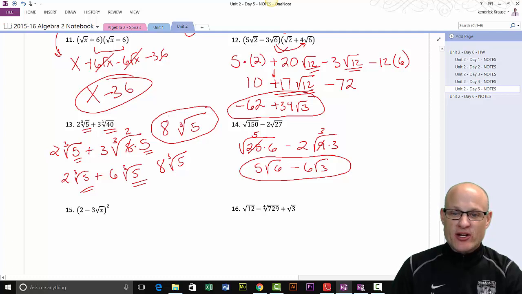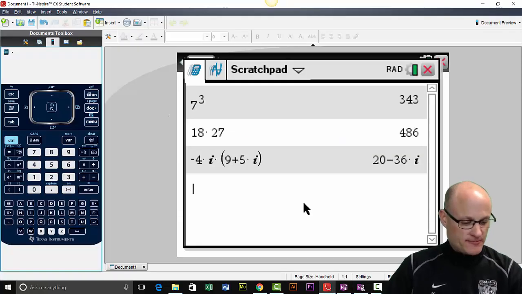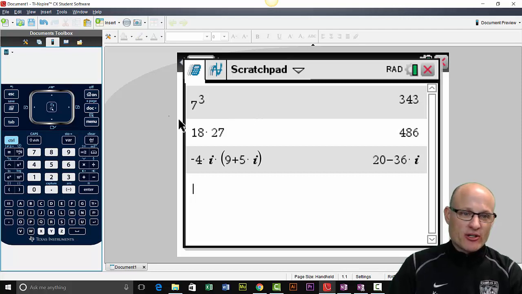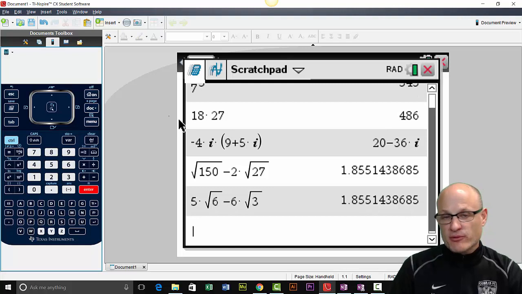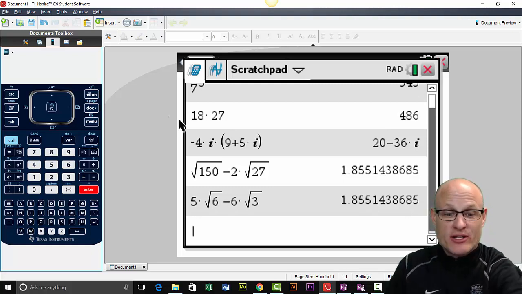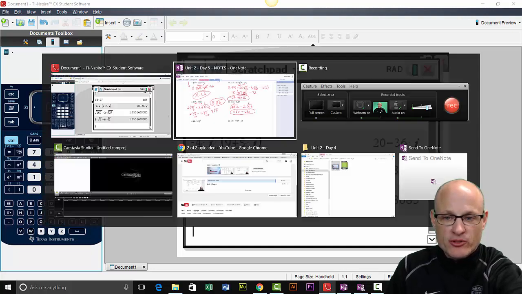Now, let me show you something, because I think all of you should be able to do this. Square root of 150, I get it right here. I can check on my calculator to make sure I got this right. The square root of 150 outside minus 2 radical 27. Some ridiculous decimal. Now the answer I came up with was 5 radical 6 minus 6 radical 3. If I did things correctly, this should be equal to the same crazy decimal. There it is. So it's a real simple check just to see if you got it right. Use your calculator effectively. Don't cheat with it, but use it effectively.